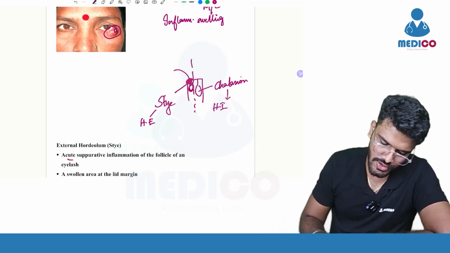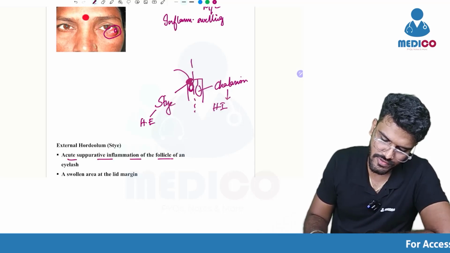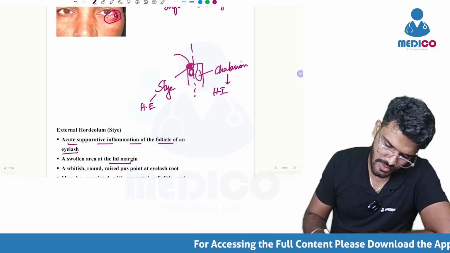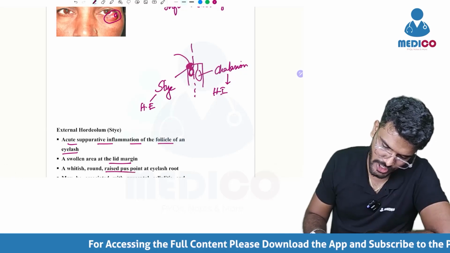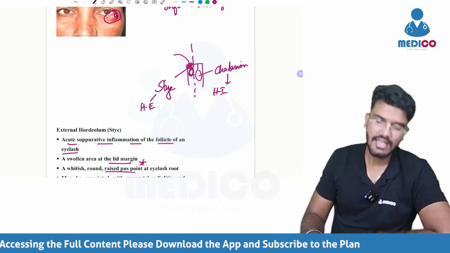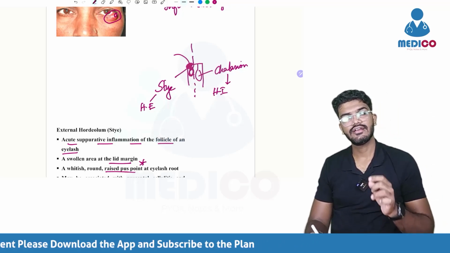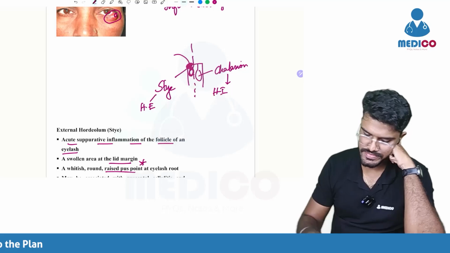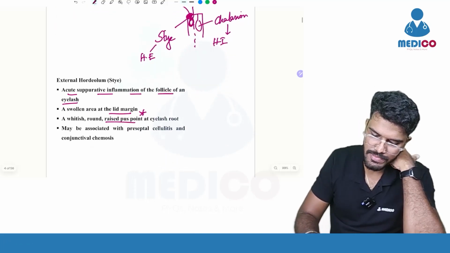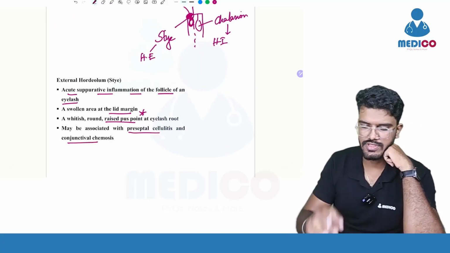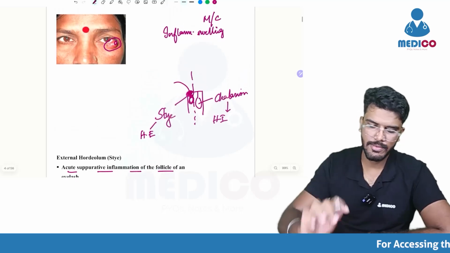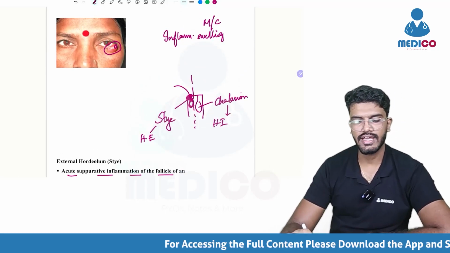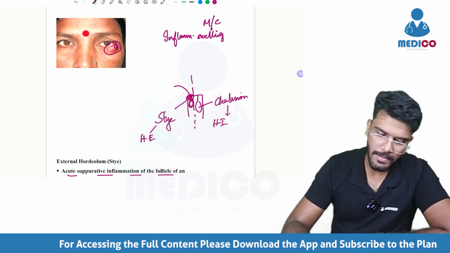So acute suppurative inflammation of the follicle of an eyelash: a swollen area at the lid margin, a whitish round raised pus point. Can you see this? This is the catch here. So the pus point is very clearly seen at the root of the hair follicle. May be associated with preseptal cellulitis and conjunctival chemosis. Now let us discuss a little bit about this type. See, these are the common conditions that can present to even a GP. Okay, so that is why we need to know this properly.